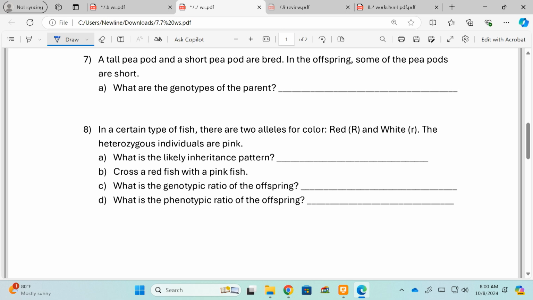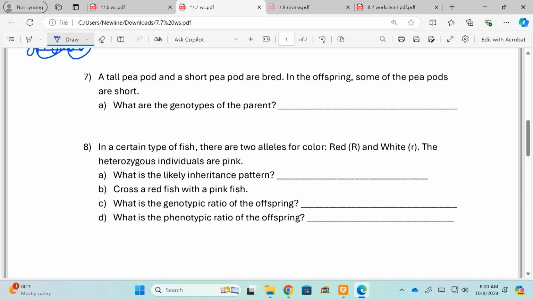So here's 7, a tall pea pod and a short pea pod are bred. In the offspring, some of the pea pods are short. What are the genotypes of the parents? Okay, so we know we have a tall pea pod and a short pea pod. So we know what some of the gametes are here, but we don't know what all of them are. So let's draw the Punnett square and fill in what we know.